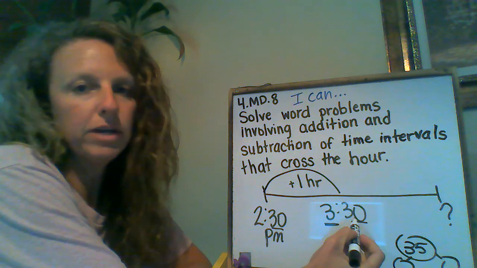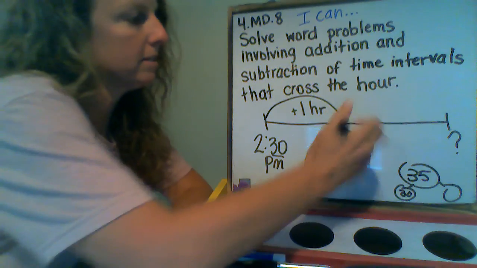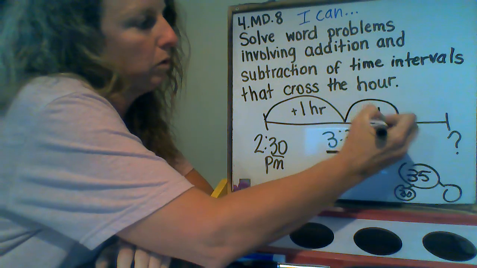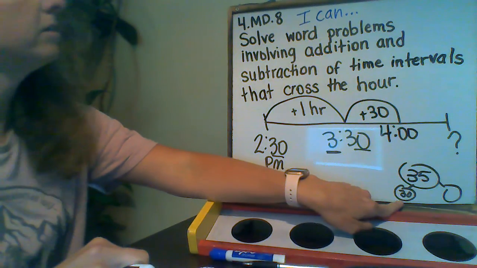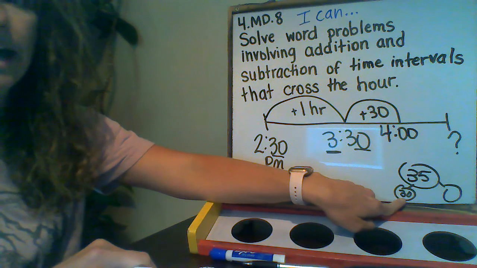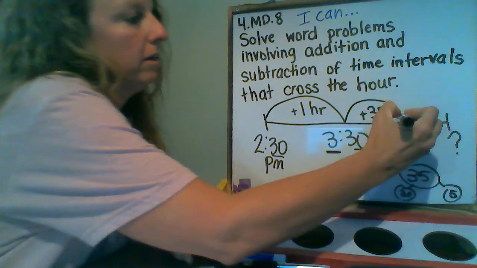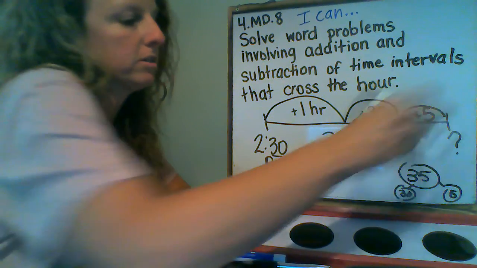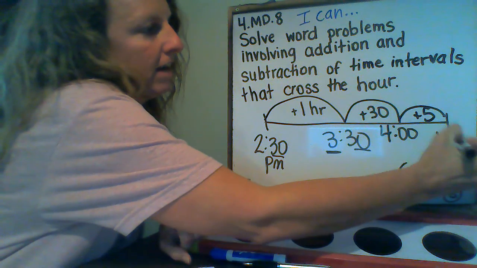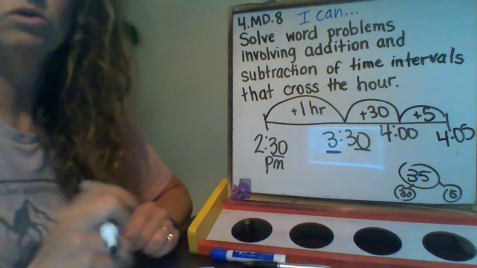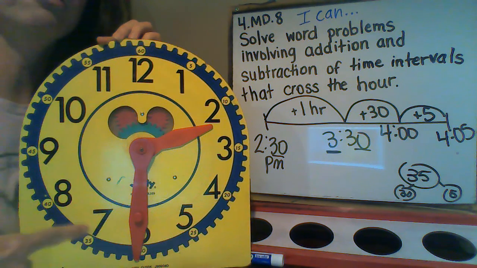So I know that 3:30 plus 30 more minutes would put me at 4 o'clock. Well, how many minutes are left of the 35 if we've added 30? That's right, 5 more minutes. So if I add 5 more minutes, that puts the Trolls World Tour ending at 5 minutes past 4, or 4:05.